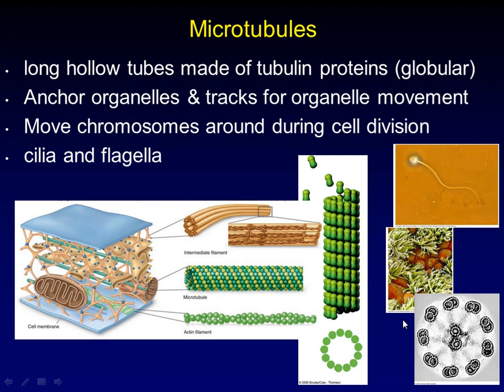But basically, all that a cilia or a flagella is, is 9 of these microtubules with 2 in the center, surrounded by a membrane. So that's the basic structure of a flagella or a cilia. It's a 9-to-2 arrangement of microtubules. Okay, there it is.